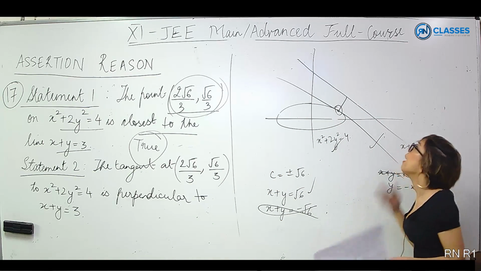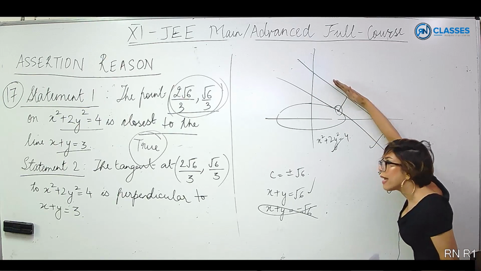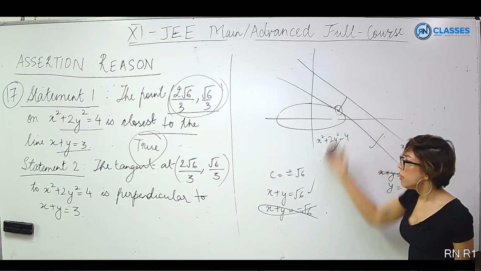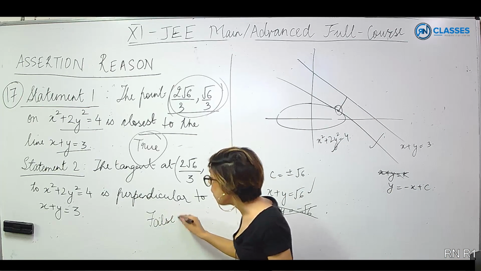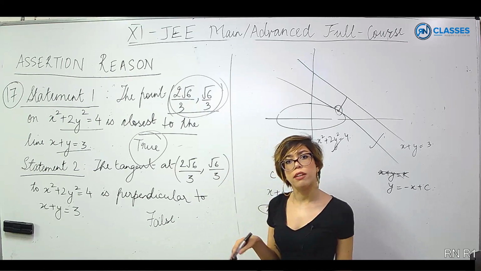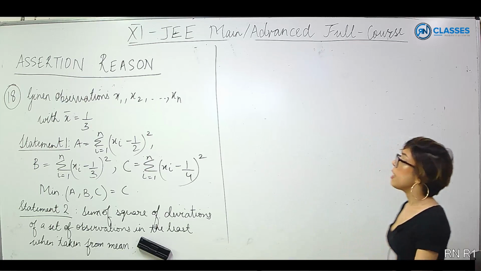Obviously, right now we had to put it as the parallel one, right? The tangent is parallel to this line, not perpendicular. So that means statement 2 is what? False. Now, if this is false, that means which option is correct? Option C.